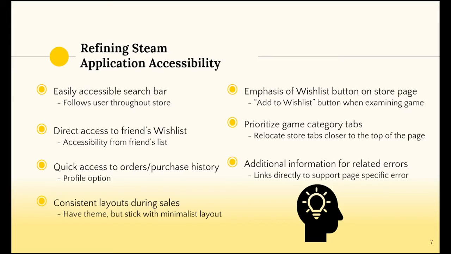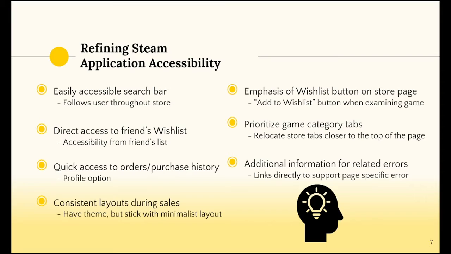One of our other recommendations would be direct access to a friend's wish list. On your friends list, just right-clicking to have that drop-down tab, have their wish list right there. It'll promote users wanting to purchase games for their friends during the holiday seasons, or during their birthday, or even during a summer sale. It could help promote sales in that way. Quick access to order history and purchase history as well. Just having a drop down on your profile for orders, there's enough room to add an extra section for orders where it's not too cluttered. That was the suggestion given by all of our evaluators as well.